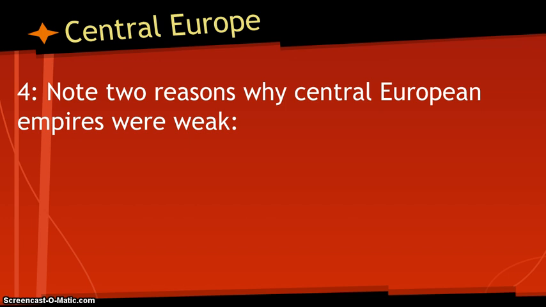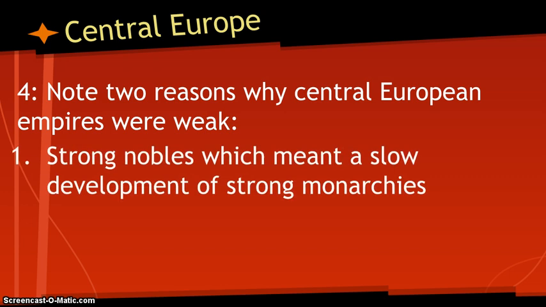Now, number 4, I want you to note two reasons why Central European empires were weak. So let's talk about those right now. First of all, Central European countries had very strong nobility. And what that meant was there was a slow development of strong monarchies. It was difficult for the monarchs to be strong and exercise a lot of power, because the nobles were strong. The example the book gives is that in the Polish kingdom, the nobles actually elected the king or the monarch for the time period. And so these Central European countries weren't very strong in terms of their monarchy.